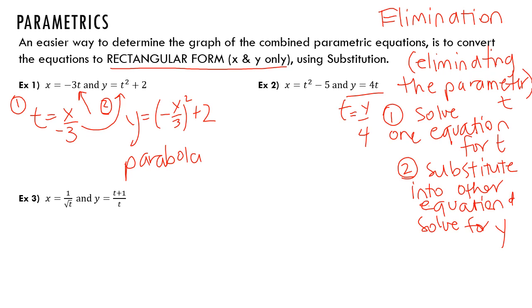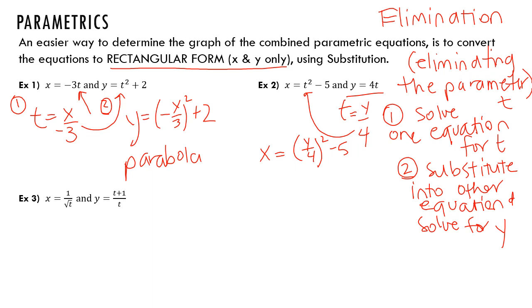And then plug that in here. So x equals (y over 4) squared minus 5. Now, I might have done it the other way, because now I have to solve for y. I just wanted to show you, you can do it either way, but now I'm going to have to do a couple of extra steps, which is not too bad.